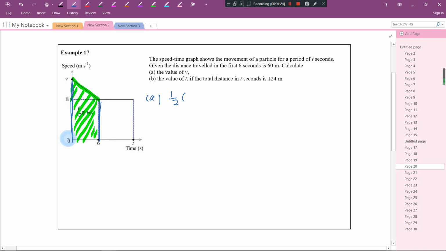What's the length here? We don't know. This is v, right? So we just write v plus the length here, which is 8. Okay, then times the height of this trapezium, which is equal to 6. And this will equal to 60. Okay, so what we need to do, just find the value of v. Do some simplification first. So this will give us 3.